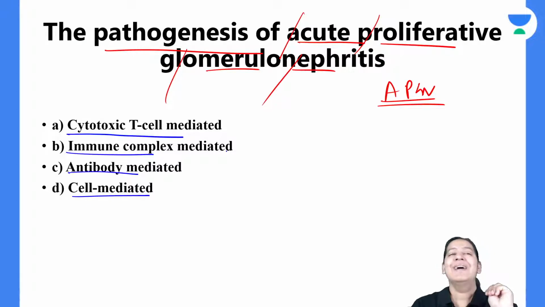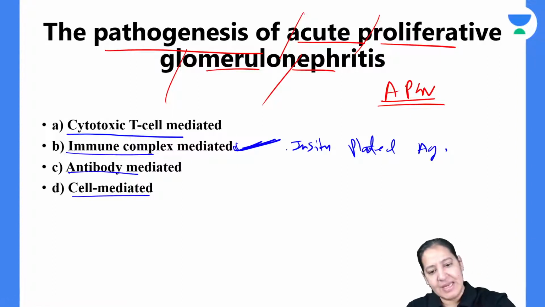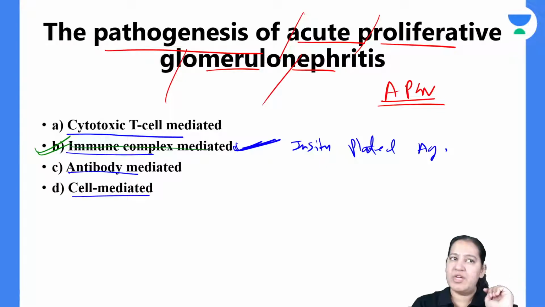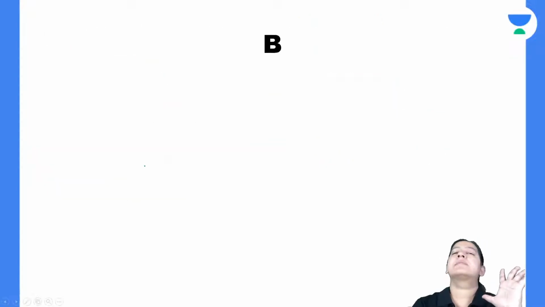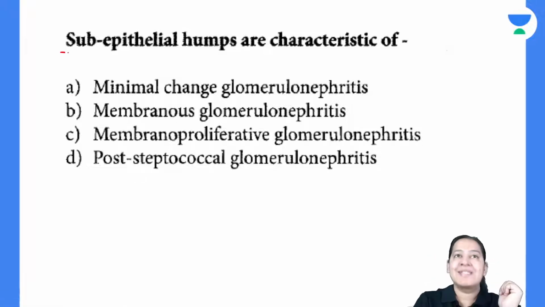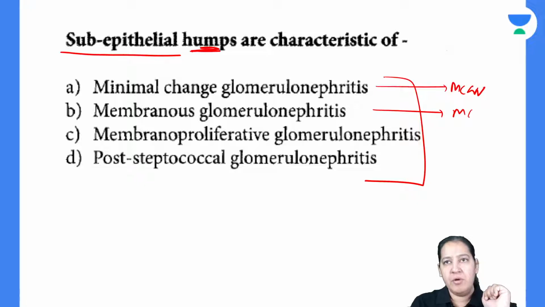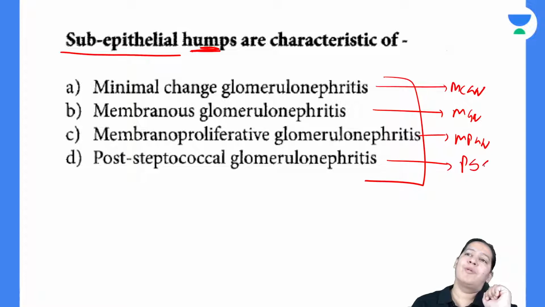Yes, of course. Here it is the antigen-antibody complexes formed in situ against a planted antigen which are causing the injury. So the correct answer here is B. If B is not given in the options, I will go with C, but it is best to go with B. Coming to the next question, there are many questions on this concept. Subepithelial humpy deposits are seen in which glomerulonephritis? Is it minimal change, membranous, membranoproliferative, or PSGN, post-streptococcal glomerulonephritis?